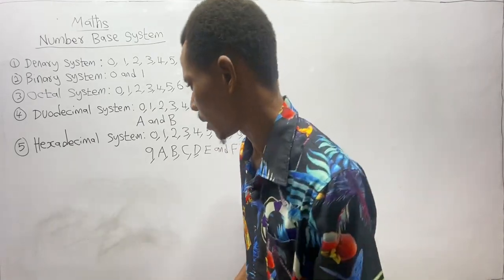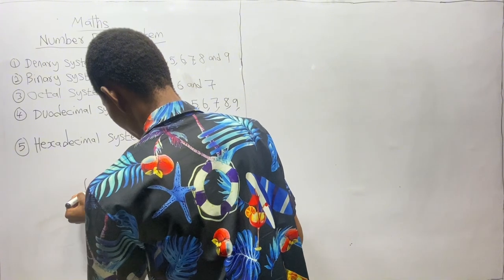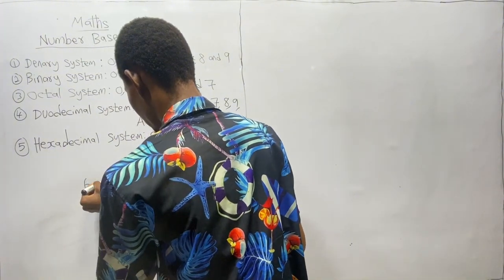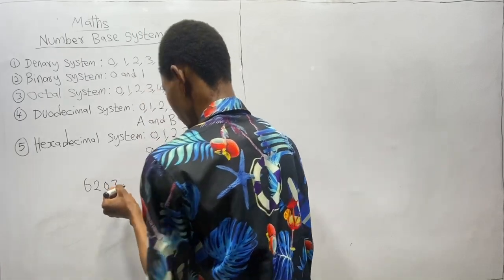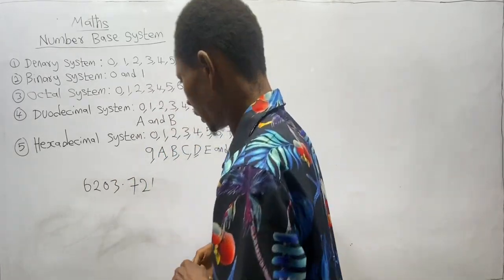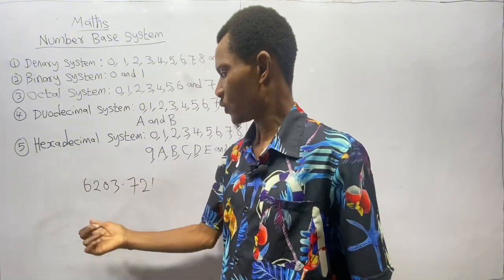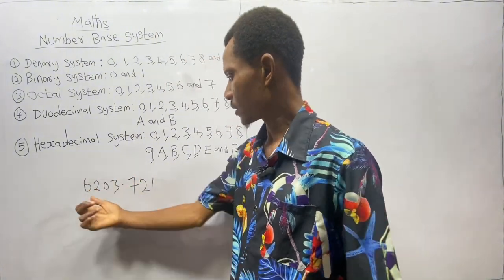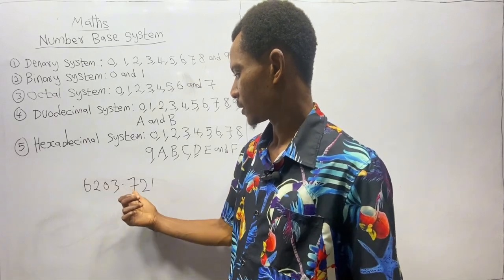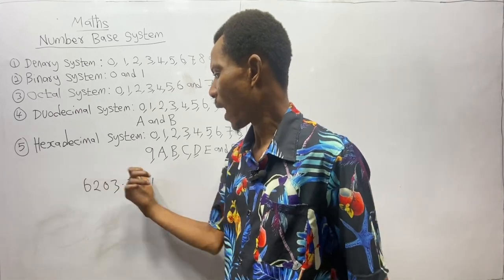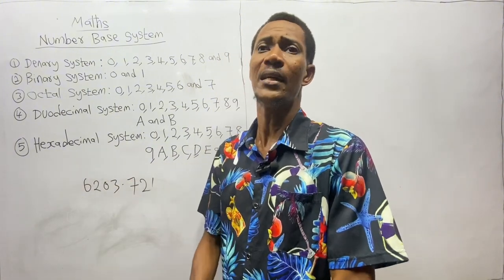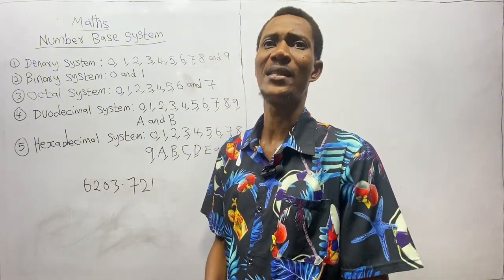Now take a look at this number: 6203.721. If you want to call this number, you say in words, 6203.721. Why is it called like that? It is called like that because it is in base 10. How do we know that it's in base 10?